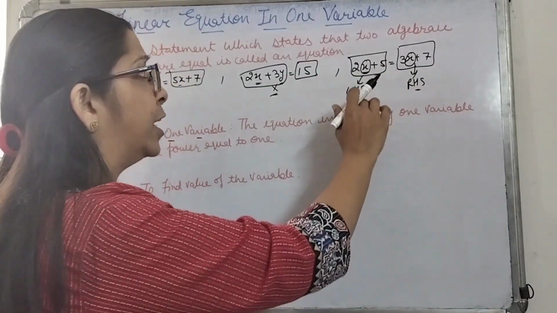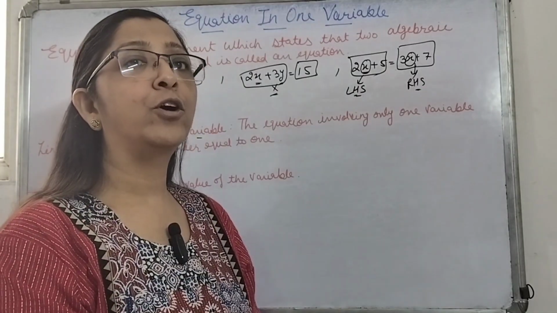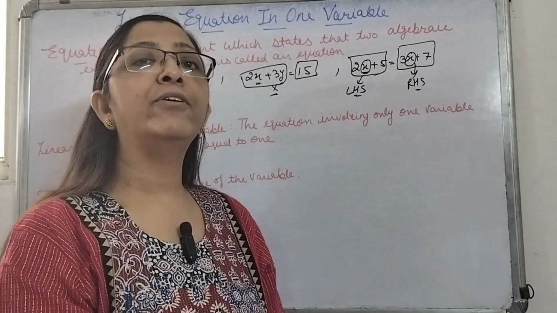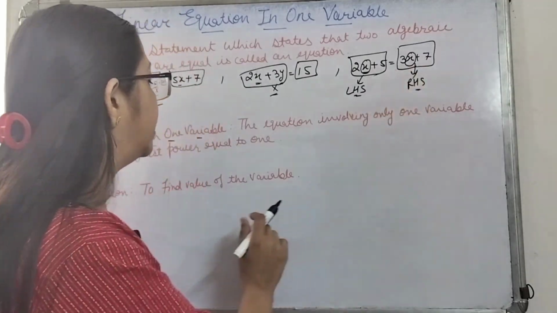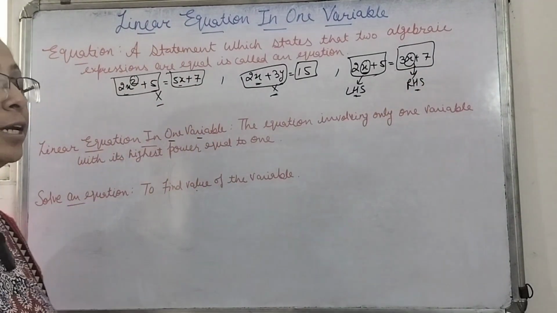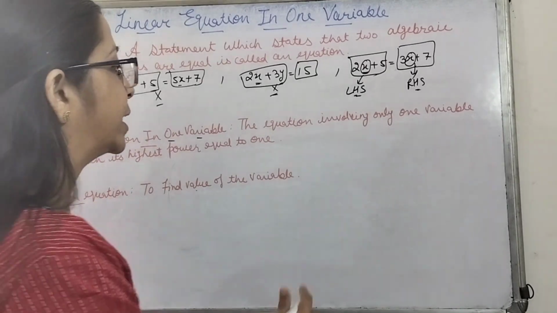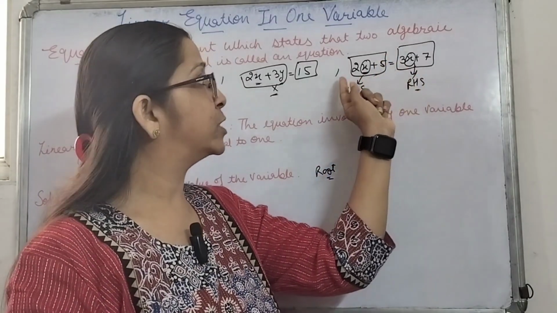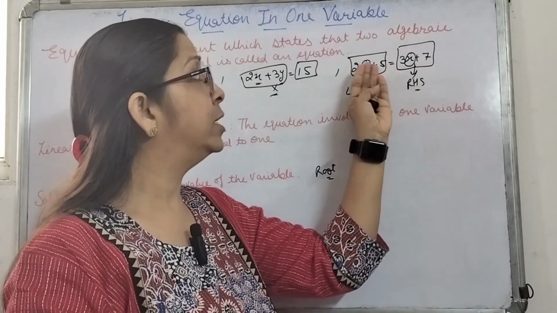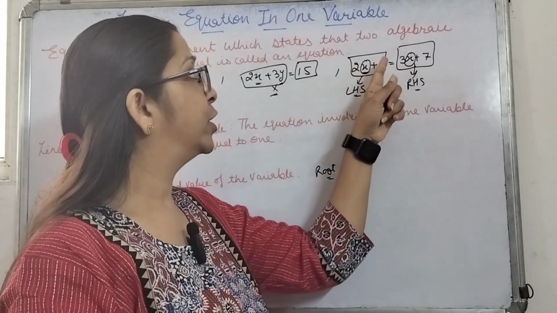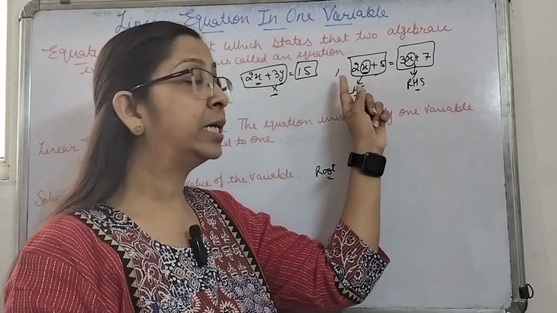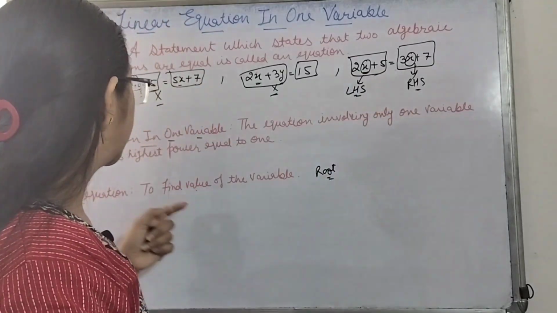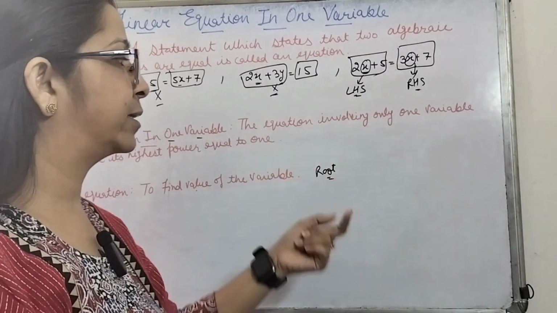Now the value of the variable for which the value of the left hand side will be equal to the value of the right hand side is the solution of the equation, or we can say root of the equation. If we are talking about this equation, the value of x for which the left hand side is equivalent to the right hand side, that value of x is known as the solution of the equation, or root of the equation.